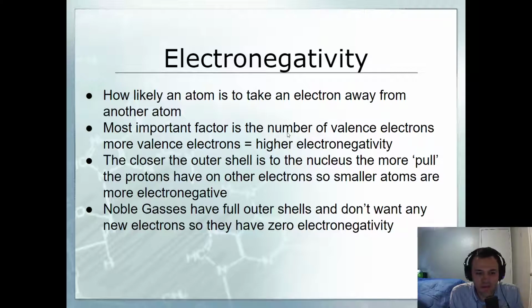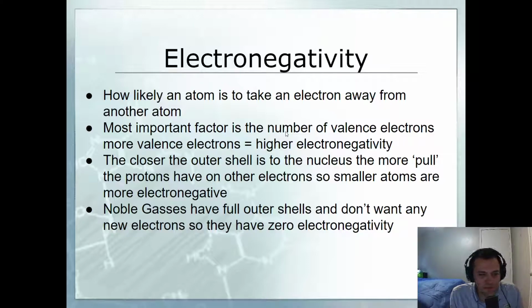All right, the next thing is electronegativity. Basically what electronegativity means is how likely an atom is to take an electron away from another atom. So how likely it is to go out, grab some other atom's electron, and take it for itself. All right, and the most important factor here is the number of valence electrons the atom already has.